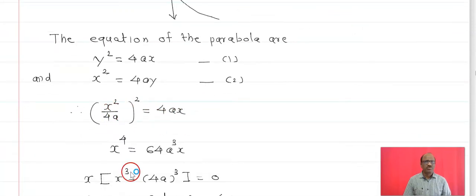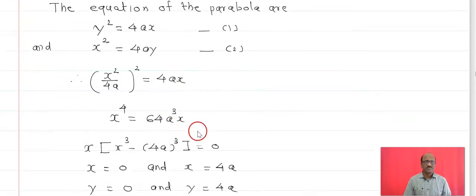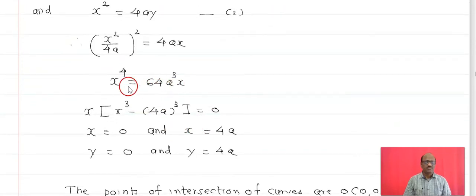Now squaring on both sides, that is x raised to 4 over 16a square. 4a bracket square means what? 16a square into 4ax, that is 64a cube x. Therefore, after the simplification, you will get x raised to 4 minus 64a cube x. Take x as common, then in bracket x cube minus 4a cube, that is 64a cube means what? 4a bracket cube, equals 0. Now here x is equal to 0.